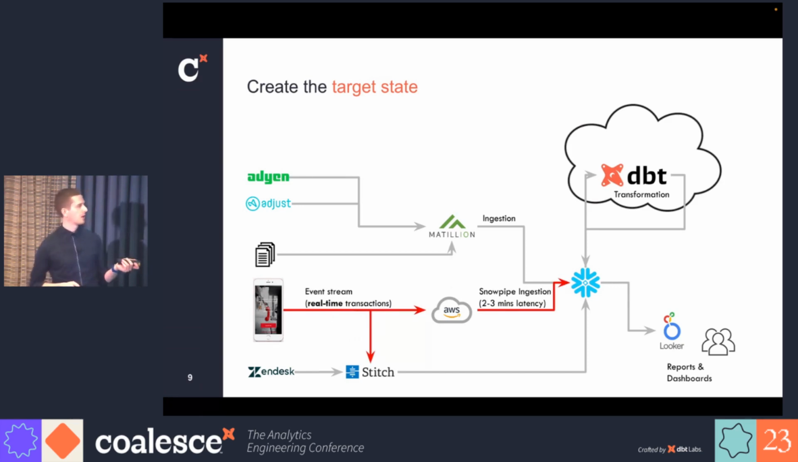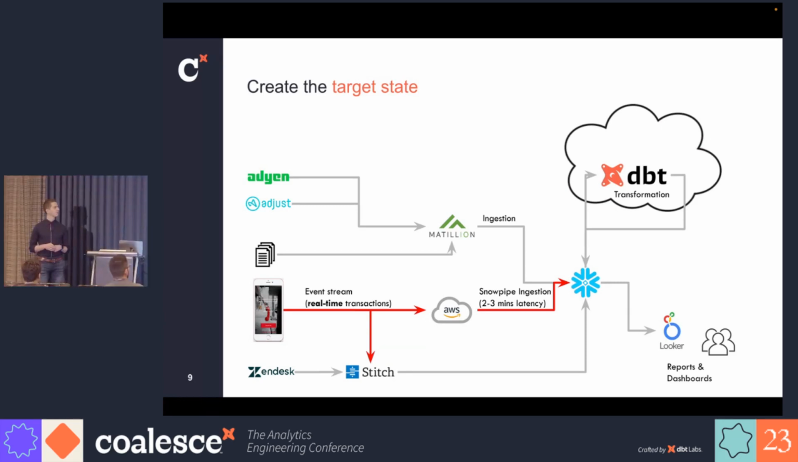And then instead, we had some events that were sent in real time to our Kinesis stream, and then with a Snowpipe ingestion, we sent that to Snowflake, and that obviously greatly reduced our latency in the data. And then finally were the external systems that we had here.